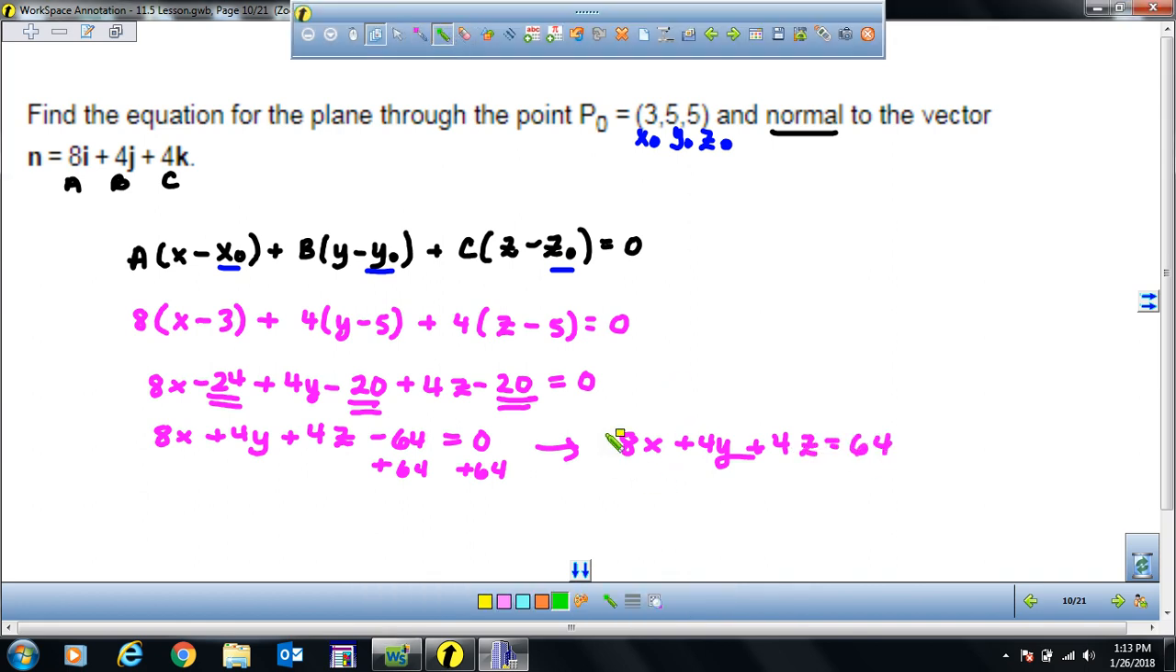So this plane right here is going to contain the point (3, 5, 5), and also it will be perpendicular to this vector.